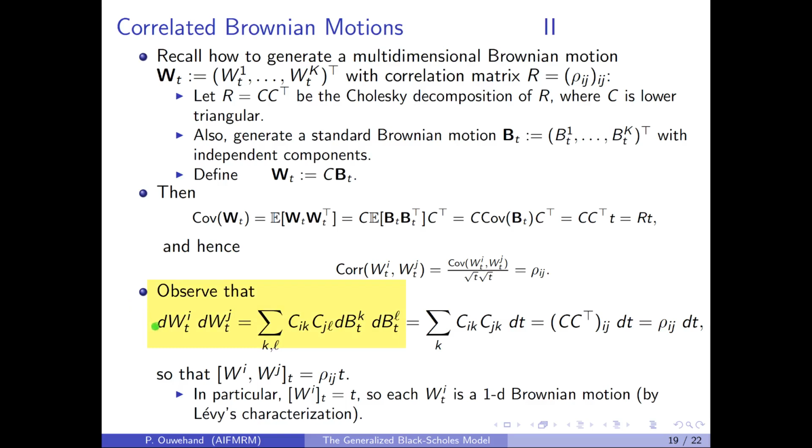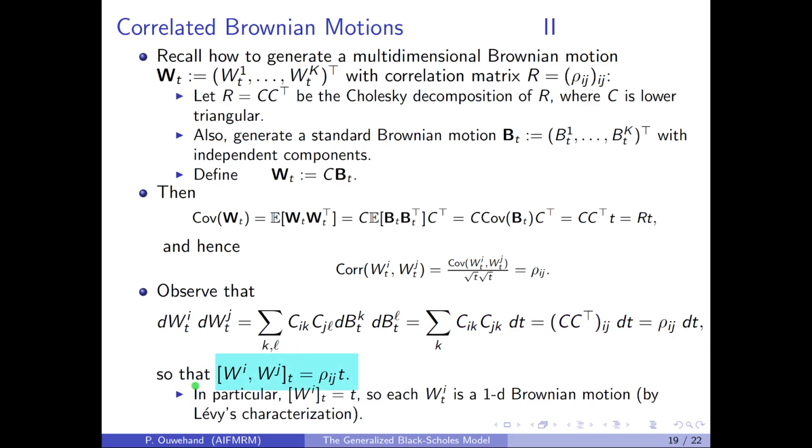Now observe that dWi times dWj is just this sum here, but dBk times dBl is 0 if k is not equal to l, because Bk and Bl are independent. It's equal to dt when k is equal to l, and hence this sum over two indices simplifies to a sum over just one index where k is equal to l. Now this sum here is just the ij component of C times C transpose, and so dWi times dWj is equal to rho ij dt.